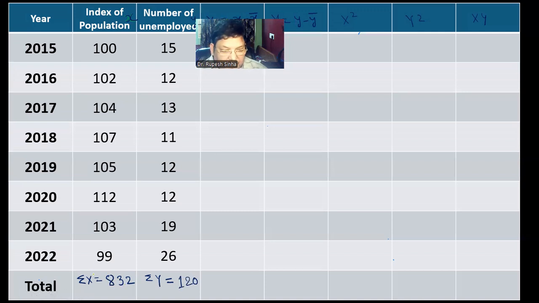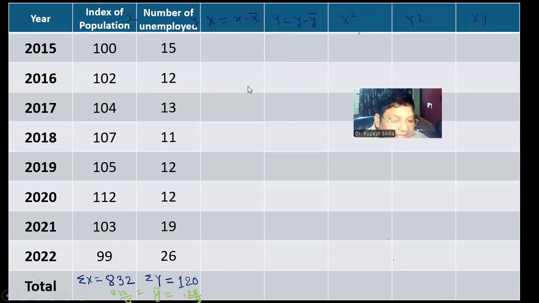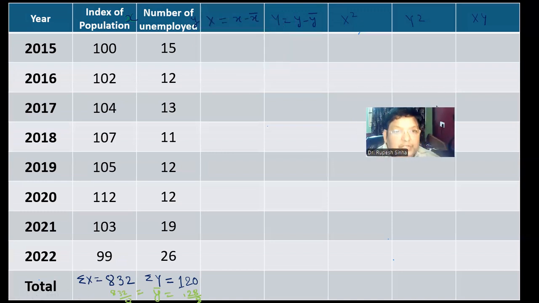So the value of x bar and y bar we have to find out. Y bar is 120 by 8, and x bar is 832 by 8. If we divide it, we are going to get the value of x bar as 104. So here I am writing 104.